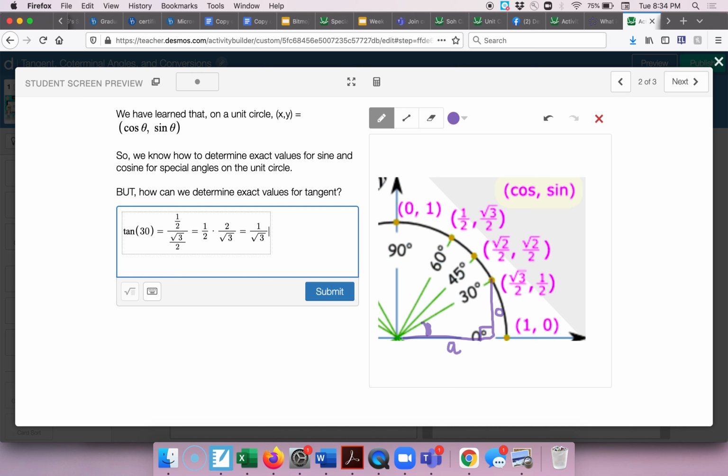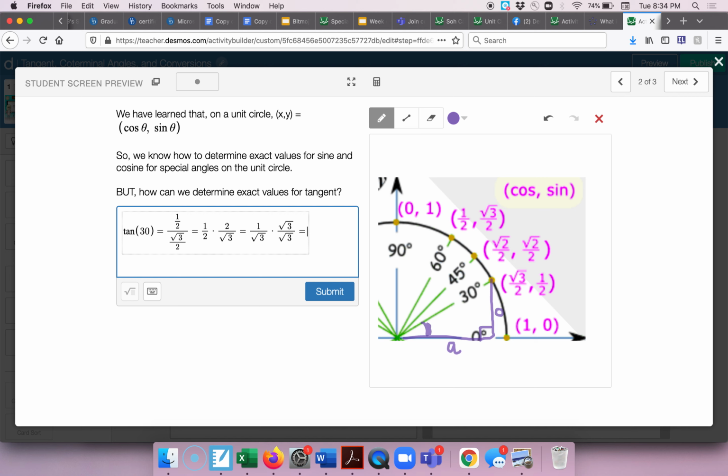Okay, now let's take a moment and remember from last week, we learned about rationalizing denominators, and we were not really supposed to have a number that's not a whole number in your denominator. So we need to multiply the top and the bottom by square root of 3 over square root of 3.